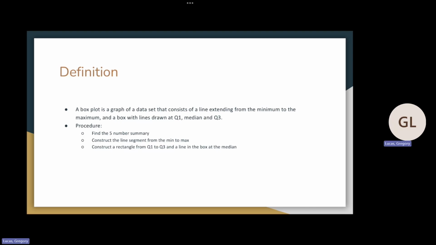So to create a box plot, we find the 5-number summary, which we'll learn how to find from technology. We make a line from the minimum value to the maximum value. Draw a box from Q1 to Q3, and then a line in the middle of the box for the median.